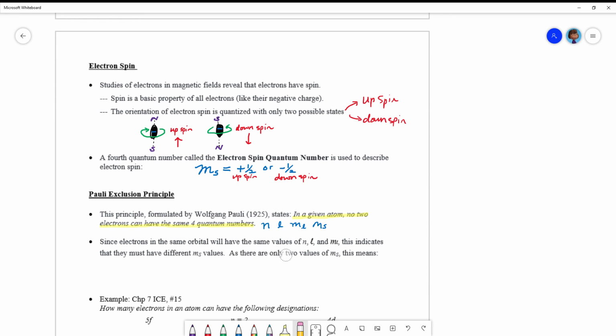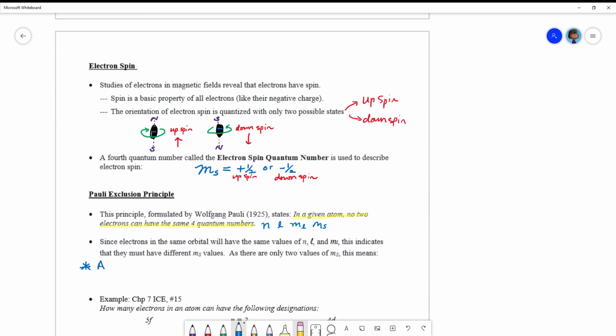Now, we know that there are only two possible values of m sub s, plus a half or minus a half, and so the net result of the Pauli exclusion principle here, and I'm going to star it because it's so important, is this: an orbital can only hold two electrons. That's the maximum in any orbital, regardless of how big or small it is, regardless of its shape or its orientation. Every orbital can hold a maximum of two electrons, and they must have opposite spins.